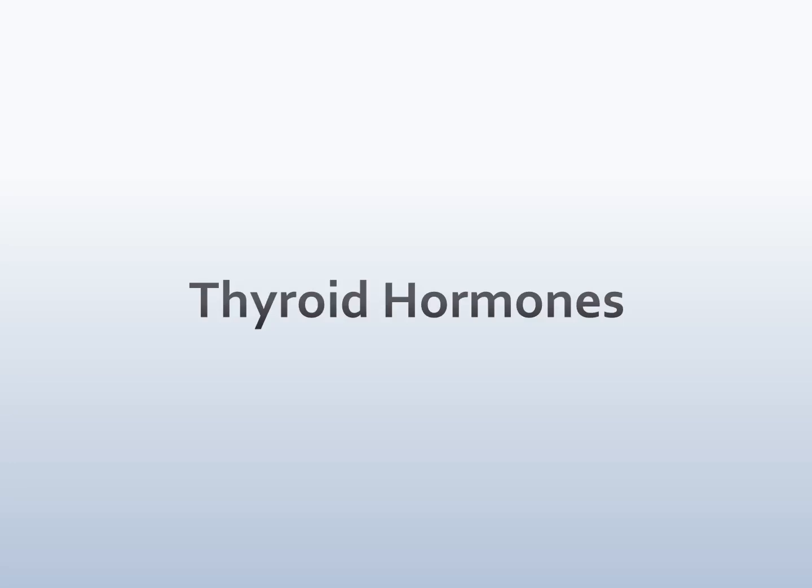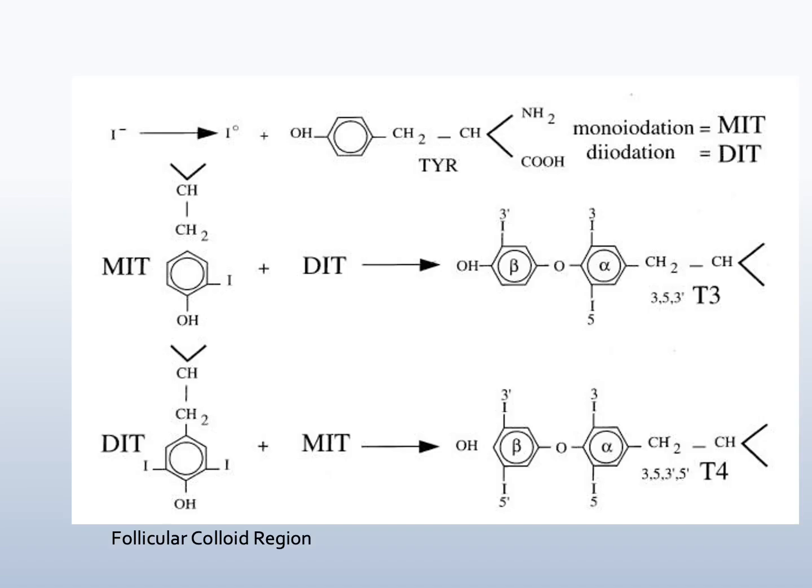So the next one we're going to look at here is the thyroid hormones. We have a couple of hormones that we're going to be looking at. We're going to be primarily looking at the hormones coming from the colloid and follicular region of the thyroid here. The hormones coming from the follicular region of the thyroid are going to be diiodothyronine, triiodothyronine, and tetraiodothyronine. These will be abbreviated as T2 diiodo, T3 triiodo, and T4 tetraiodo.